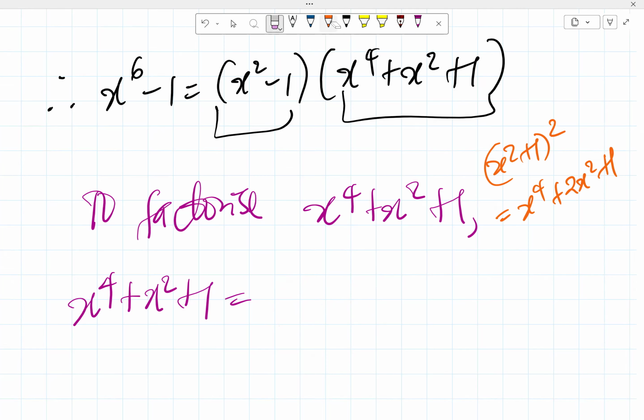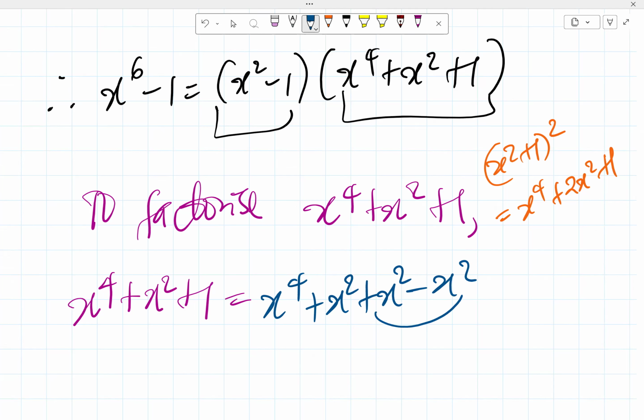Let me write with another marker. We have x raised to power 4 there. Then we have plus 1 also. So we need x squared plus x squared minus x squared. I'm bringing in x squared plus x squared minus x squared because at the end of the day, I want to be able to get this out as 2x squared. And we already have plus 1 here, so that everything is balanced. I've not done anything wrong technically, right? So x squared cancels x squared. So we still have the same expression.